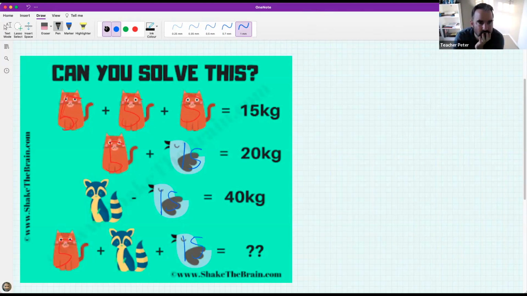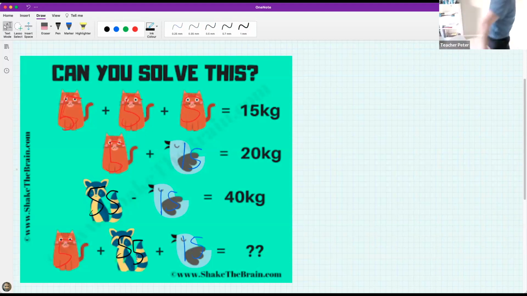Okay, so Sitanda, 55 minus 15 is 40. Yep, all good. So what is a kitten plus a fox plus a bird going to be equal to? Yes, it's going to be 75. Well done, everyone.